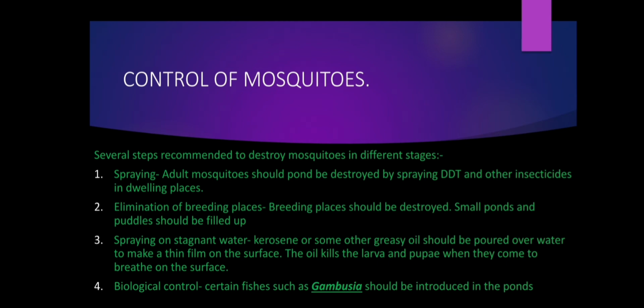Control of mosquitoes. So there are several steps which you can follow to destroy or kill the mosquitoes in different stages. I have taken 4 points basically. There are many more points. I have taken spraying, elimination of breeding places, spraying on stagnant water, and biological controls. I won't go through these points, it's very easy, you can read and understand whatever it is saying. If you have any doubt, you can just comment and ask me, or else you can text me directly. Okay, these points are already used in your class 8 or maybe in the smaller classes.